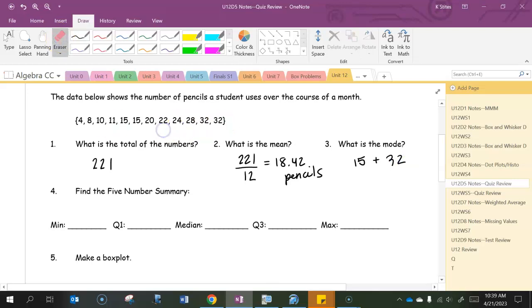Okay. Next, we're going to find the 5-number summary. So the minimum is 4, that is the lowest, and the maximum is 32. And to find my median, since these are already in order, I'm just going to go back and forth to find the middle number. Now, since this is 12 data points, that means I'm going to have two numbers in the middle. So I actually need to find the average of these two middle numbers in order to find the median. So this is 15 plus 20 divided by 2.